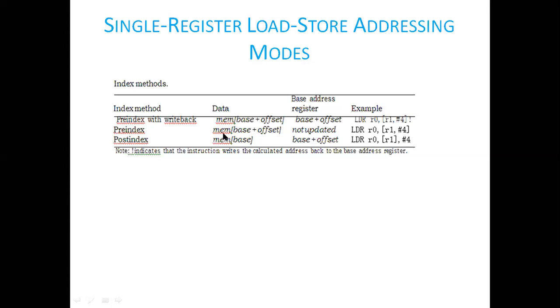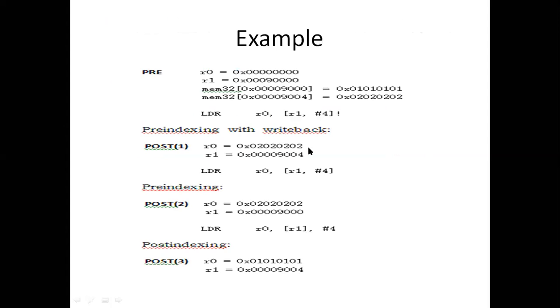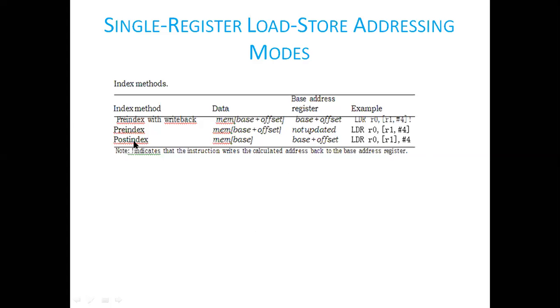And for the post index, we are just first fetching the value, then we are incrementing it. First, we are fetching the value at the given address R1, then we are incrementing the value of R1. That is called the post index. Here are some examples with respect to the pre-index with the write back.